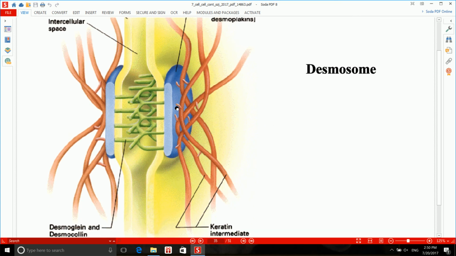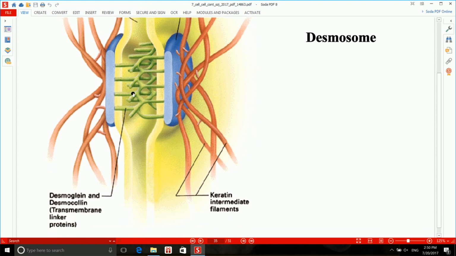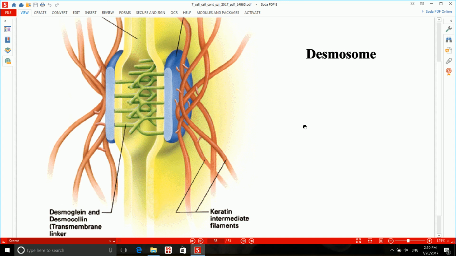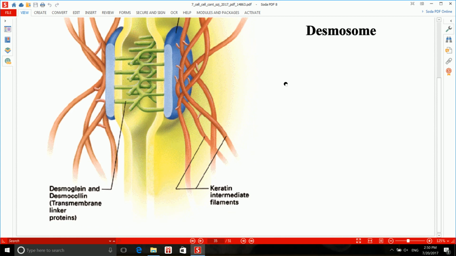And again, the type of cadherins in the case of desmosomes are called desmoglein and desmocollin. And I say it again, in histology, your teacher may distinguish completely between desmoglein, desmocollin, and cadherins. But in cell biology, desmoglein and desmocollin are a type of cadherins.